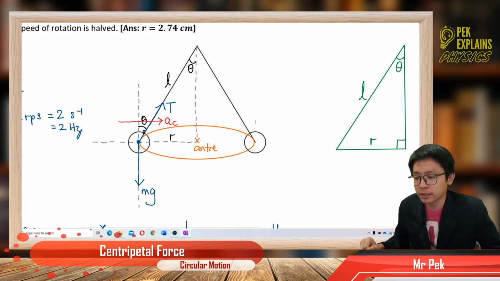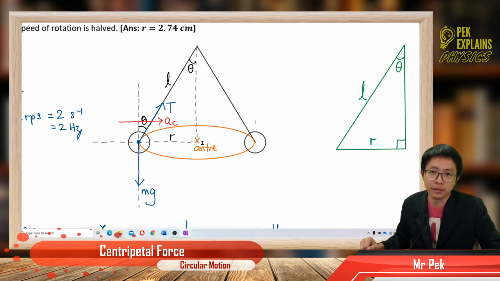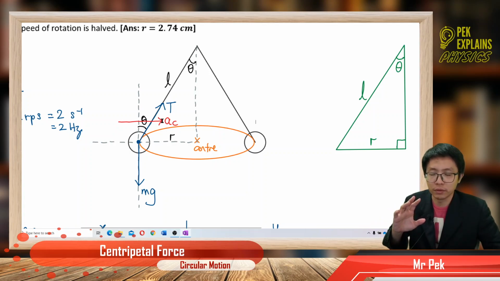And because the circle is at the right hand side, the center of the circle is at the right hand side of the object. So the centripetal acceleration is towards the center of circle. Centripetal acceleration is always towards the center of circle. So centripetal acceleration AC is also to the right, towards the center of circle. You must show the AC, because later we will put the positive and negative sign for the forces.